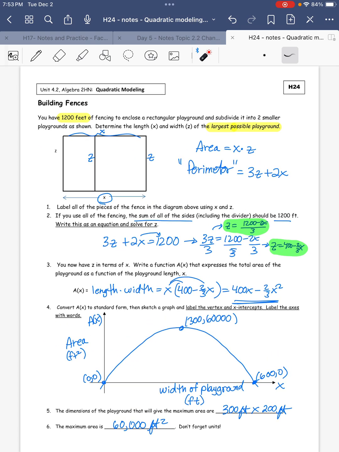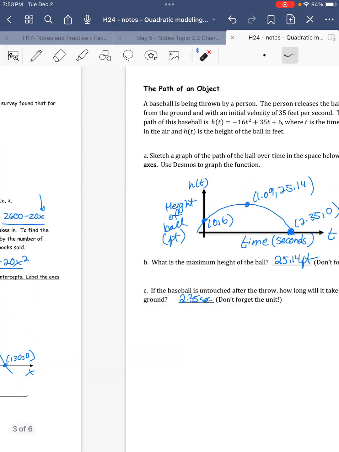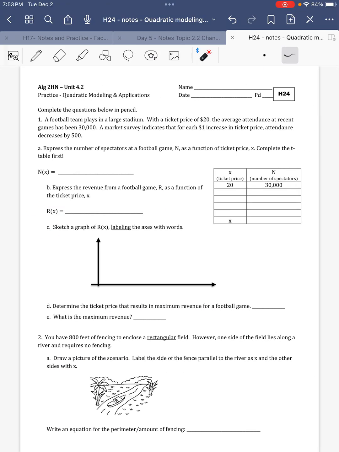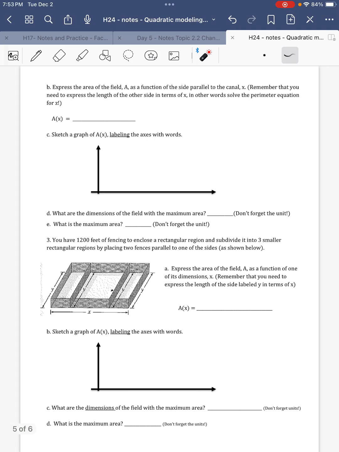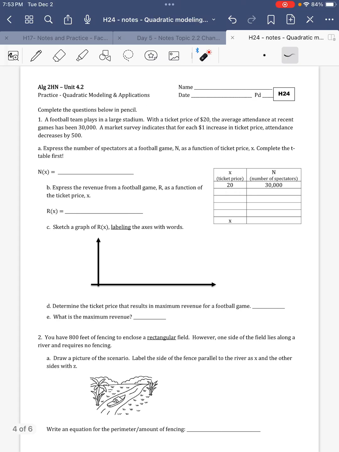All right, so after doing this problem, you know how to do your homework. You basically know how to do question 2 and question 3. Question 3 is kind of like the one we just did. Question 2 is a little bit easier. You're trying to build a rectangular enclosure along a river. So you don't need a fence right here because the river is going to be your fence. So basically you're going to have 3 sides of a fence. So it's going to look like this. The side parallel to the river is going to be x, and the other 2 sides are going to be z.